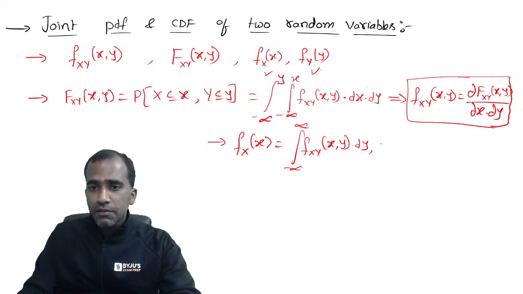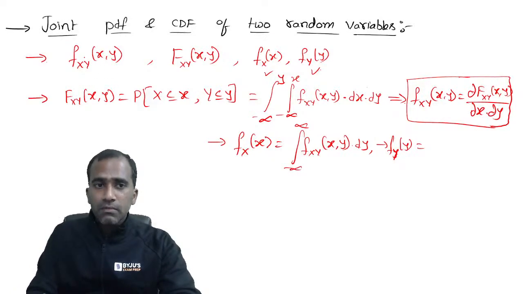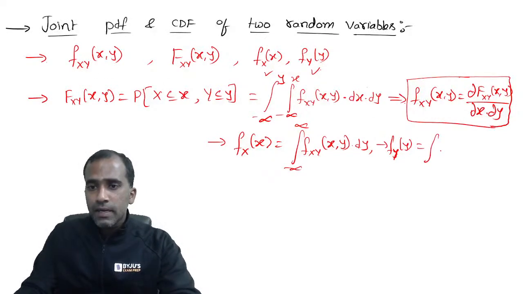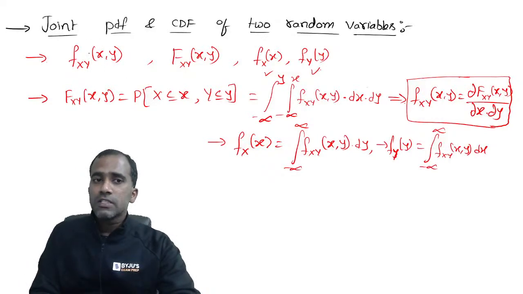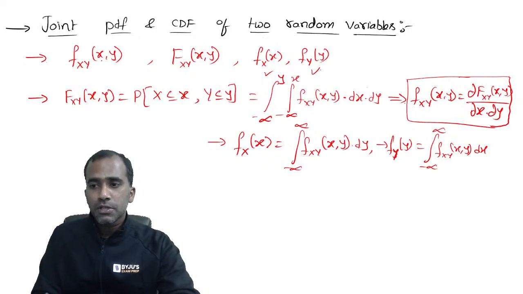In a similar manner, if you want fY of y, let us eliminate x from the joint density function. Integrate fXY of x comma y with respect to x in the limits from minus infinity to plus infinity. X gets eliminated. It will become only a function of y, which is the same as fY of y. So if you want the first order density function, just integrate with respect to the other random variable that you are not interested in. You'll get the first order PDFs. Very simple.